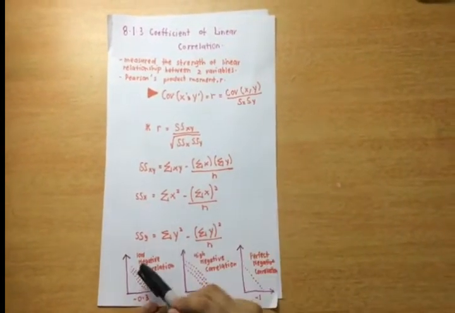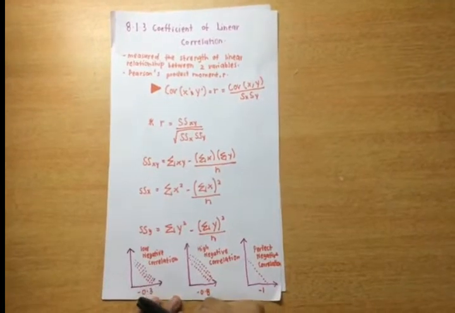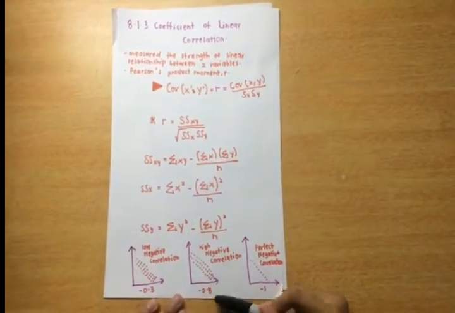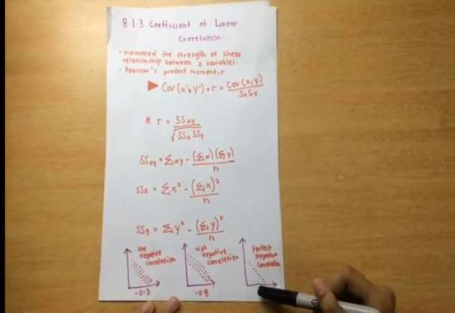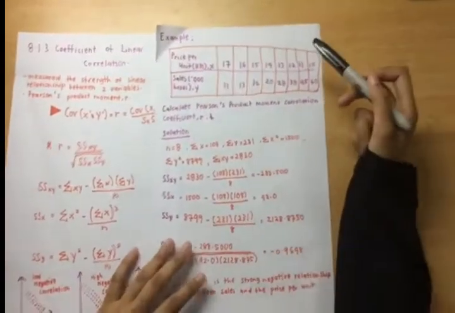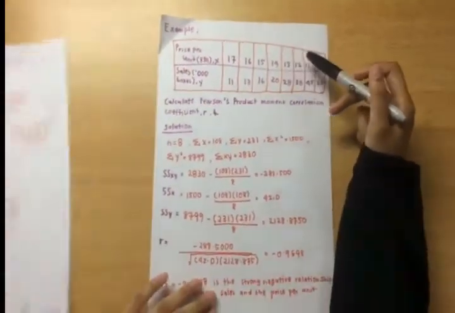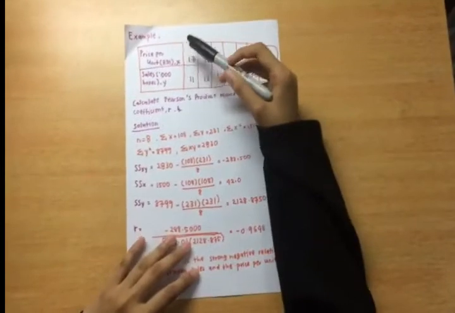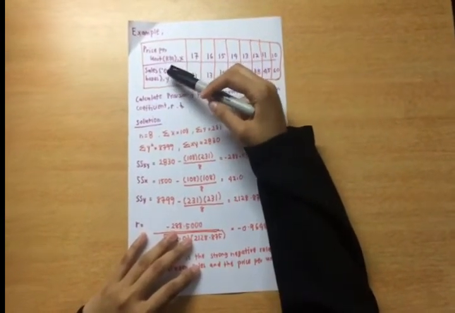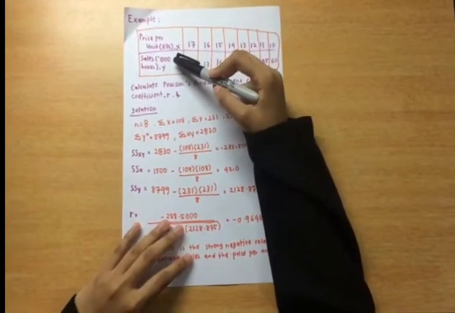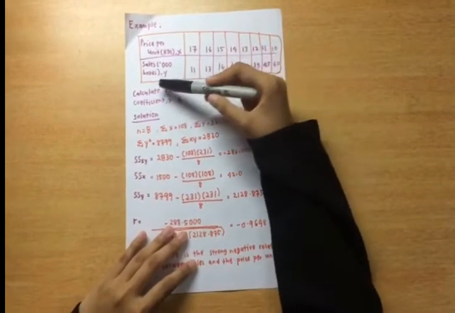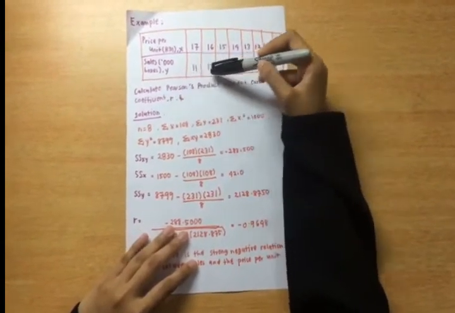The types of graph are: low negative correlation, for example negative 0.3; high negative correlation; and perfect negative relation, negative 1. This is an example for the coefficient of linear correlation. It has price per unit known as X, and sales per box known as Y. It has X data, and we need to calculate the Pearson product moment.